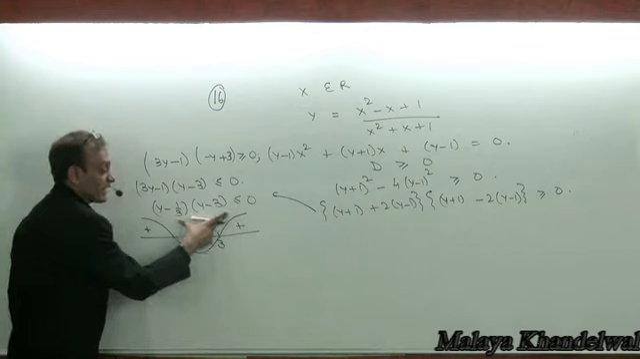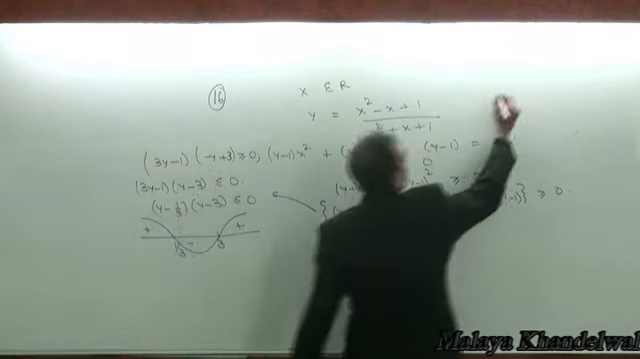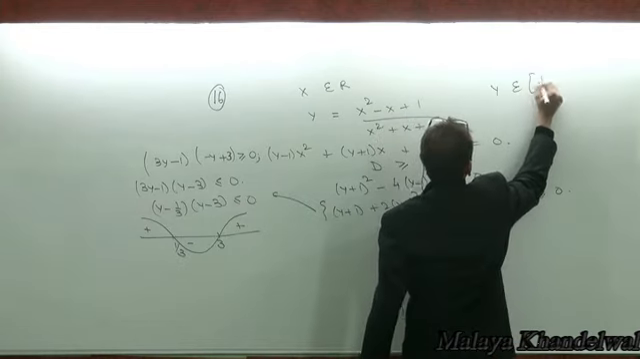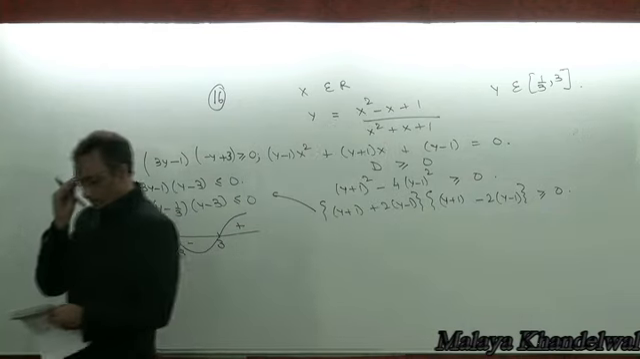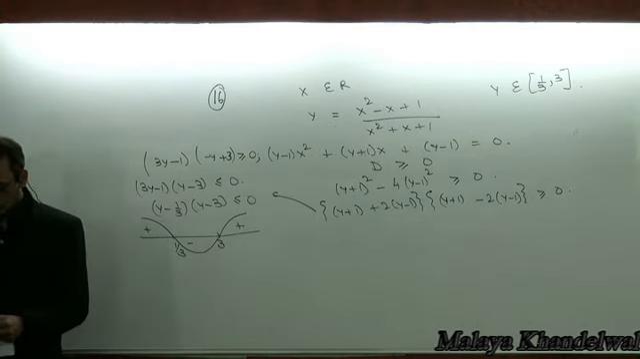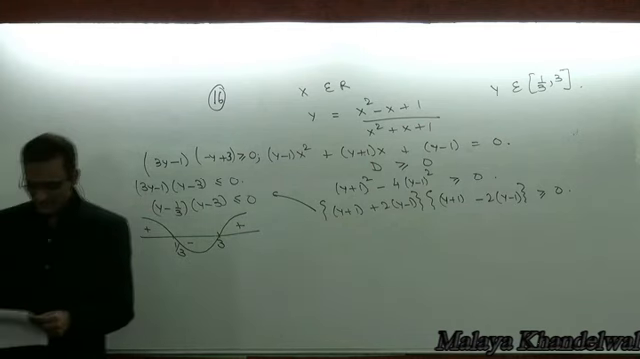So when will this be negative? This will be negative for y lying between 1/3 to 3. Yes or no? So the range of y belongs to 1/3 to 3. Okay, in this case, they've given k, so k belongs to 1/3 to 3.